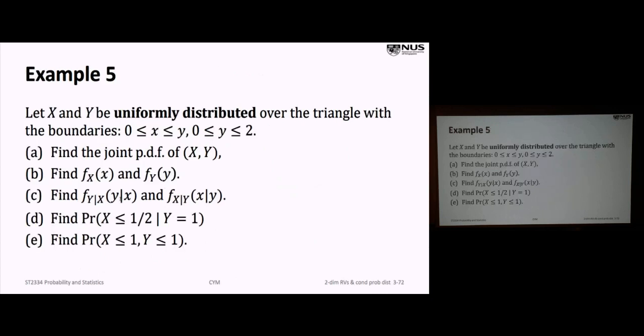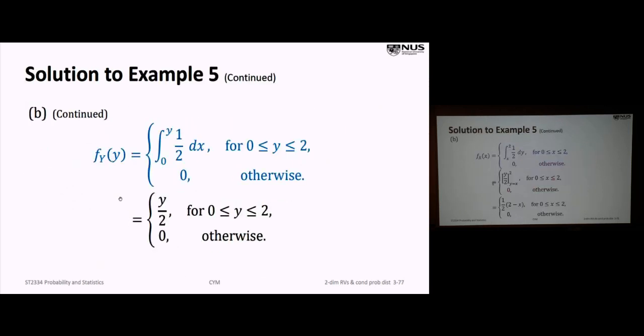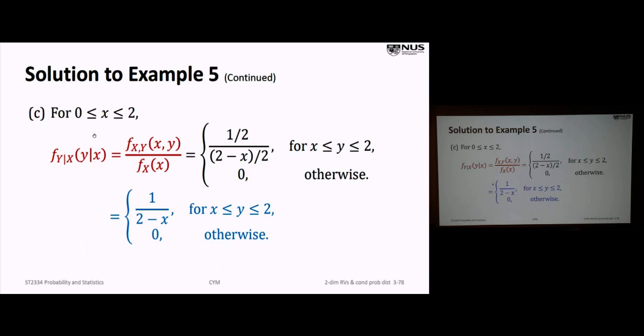Now we want to find the conditional of y given x and x given y. That's pretty straightforward because we've got the marginals and we've got the joint, so we're not really doing anything more complicated in part C, I think. So the conditional PDF of y given x, again remember x is constrained to the set 0 to 2, is just the joint divided by the marginal. The joint is 1 over 2, and the marginal is (2 minus x) over 2.